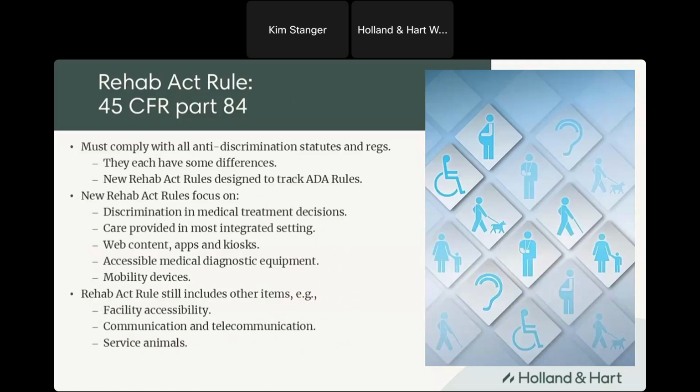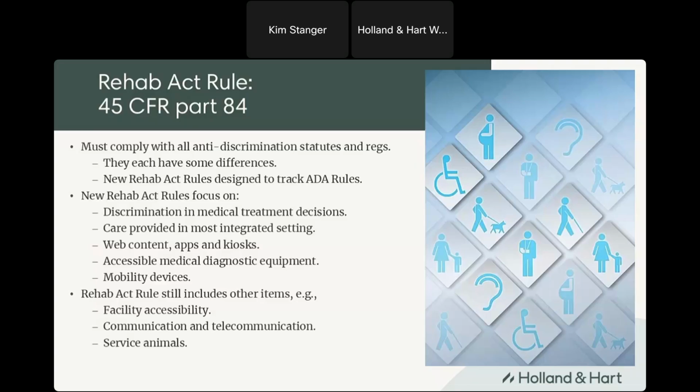When it comes to the Rehab Act rule, the new rules that issued covered basically the following. They emphasize that it prohibits discrimination in medical treatment decisions. It requires that care must be provided in the most integrated setting. It has new rules concerning web content, applications and kiosks, and technical compliance that you have to satisfy. It has new rules concerning accessible medical diagnostic equipment and mobility services.